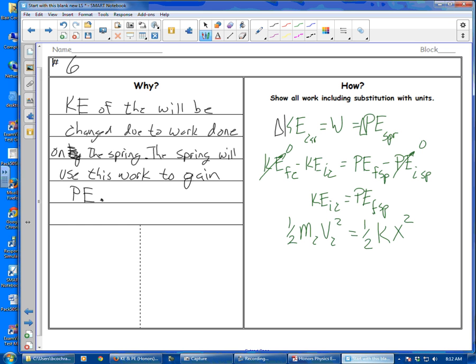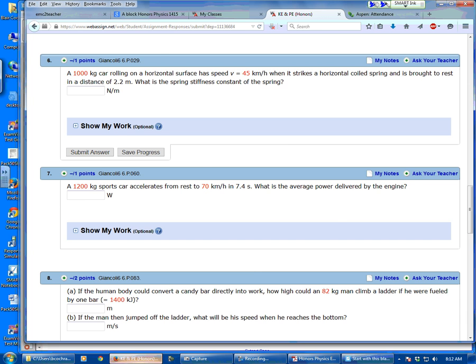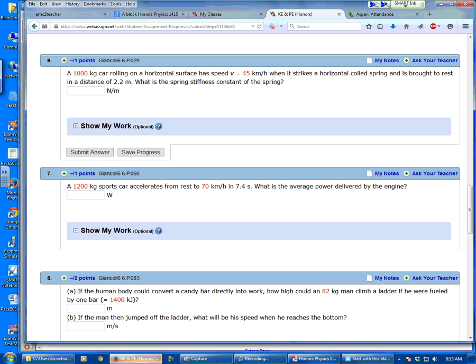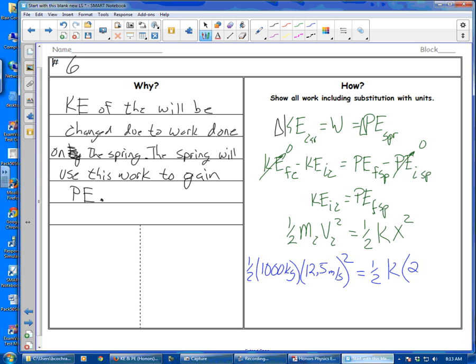So I'm going to substitute in 1/2 minus 1,000 kilograms, 12.5 meters per second squared. Probably the most common math mistake is to drop that squared. 1/2 K, which I'm looking for, and my compression is 2.2 meters. And that again is squared. Don't drop either of those squares or you won't be happy. And then it's just math after that.